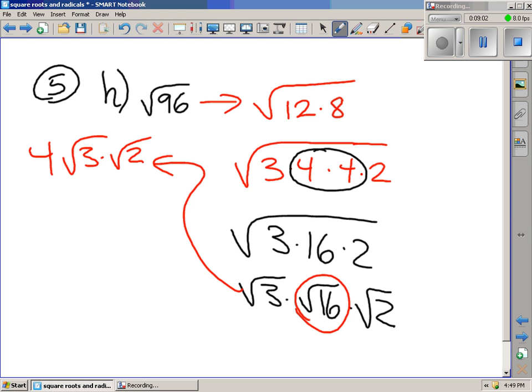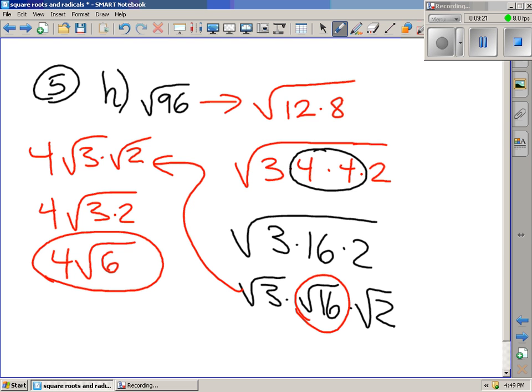3 and 2 are both prime numbers, so they are not perfect squares. Can't do anything with them. I'm going to go ahead and put them under the same radical. 6 is not going to be a perfect square, so you can't take the square root of that. It's going to be an irrational number, so your final answer is 4 square root of 6.